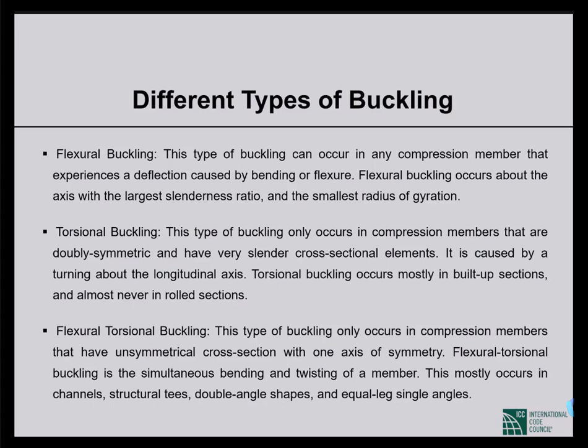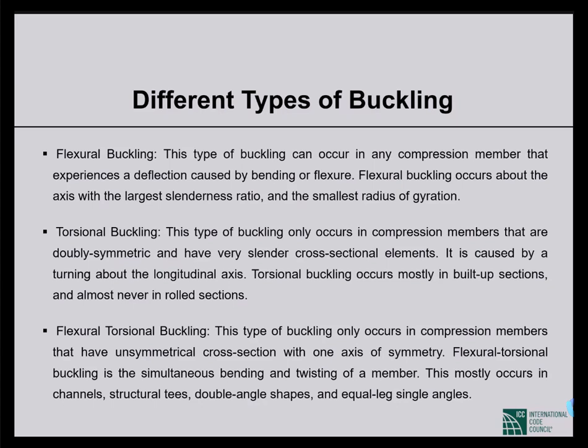Torsional buckling, this type of buckling only occurs in compression members that are doubly symmetric and have very slender cross-sectional elements. We're talking about elements, right? Not members. That is either flanges or webs. It is caused by a turning about the longitudinal axis. Torsional buckling occurs mostly in built-up sections and almost never in rolled sections. Rolled compact sections, we do not expect torsional buckling. In cases of built-up sections and non-compact sections, we can expect torsional buckling.